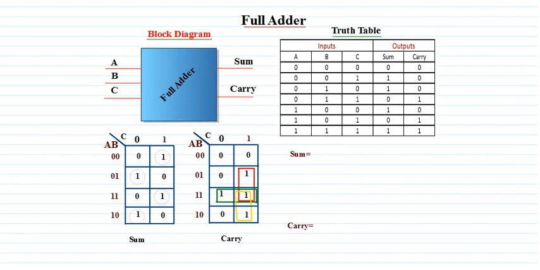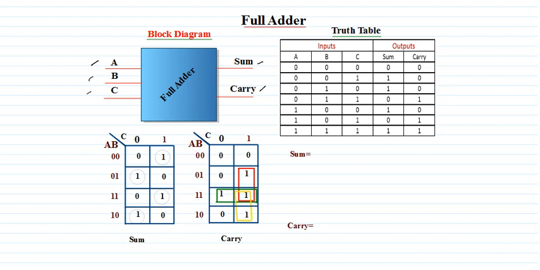A full adder will have 3 inputs, that is A, B, C, and it has 2 outputs, that is sum and carry. Now since there are 3 inputs, we can have 2 to the power 3, that is 8 different combinations of inputs and the corresponding sum and carry.